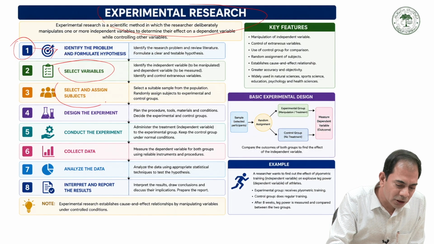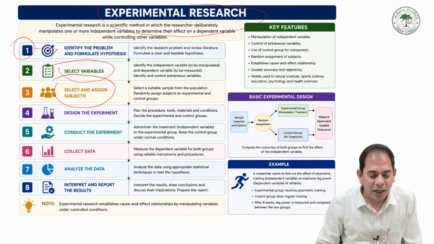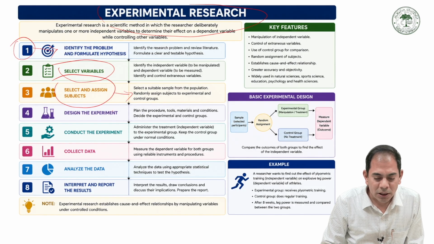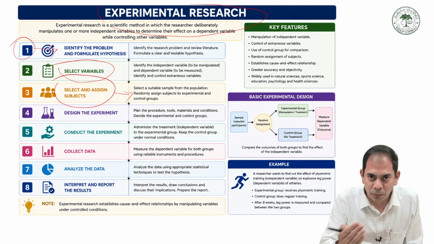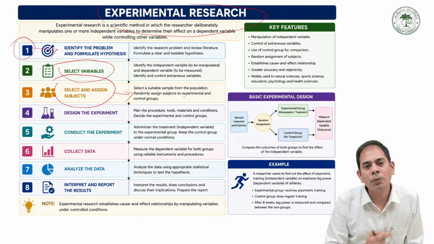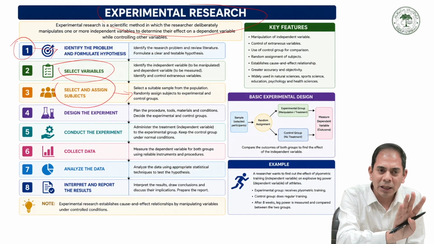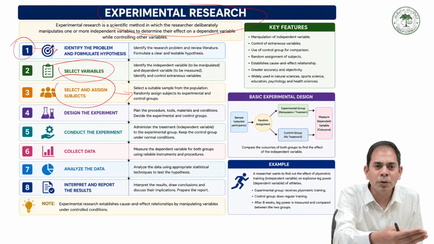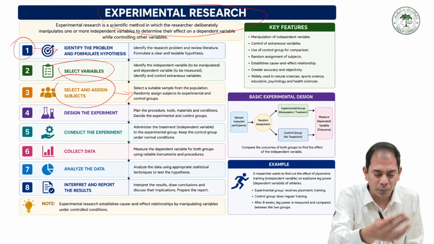After that, we go for selecting and assigning subjects. The important thing in this type of research is to select a suitable sample size from the population and randomly assign the subjects to an experimental and a control group. So we divide them into two groups, one experimental group and one control group, and the group that receives the treatment is called the experimental group.